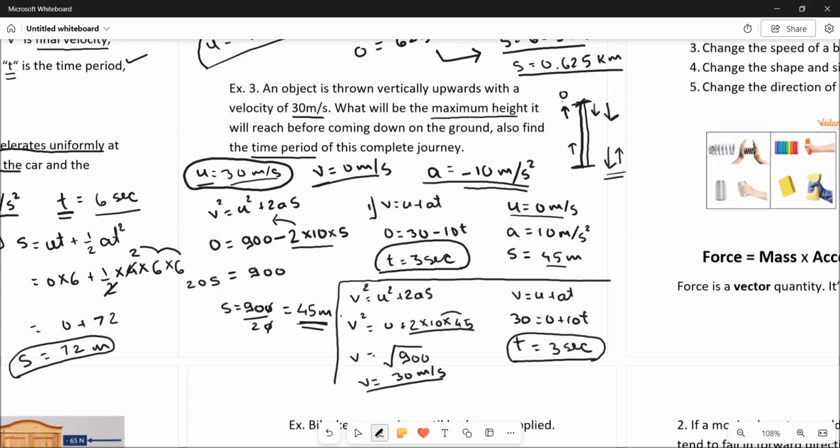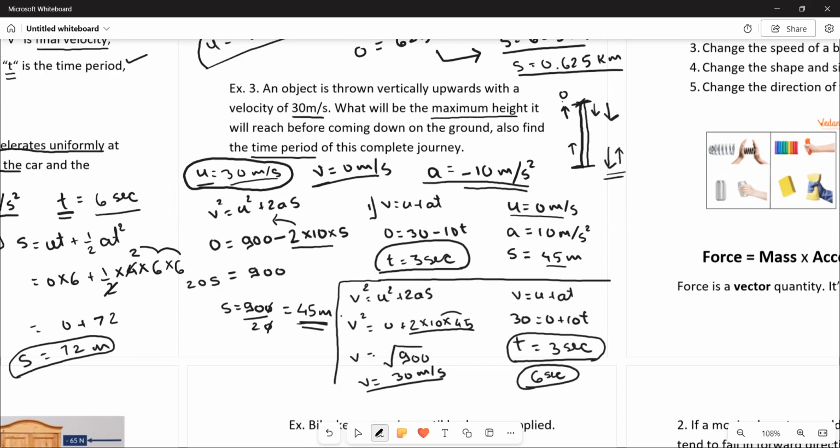of this journey is 3 seconds plus 3 seconds, that equals to 6 seconds. So our total time period of the journey was 6 seconds. So instead of calculating this again, which we have calculated in this box, you will simply say that the time required to reach the maximum height is equal to the time required to reach the ground from the maximum height, and from that we get the time as 3 seconds again.